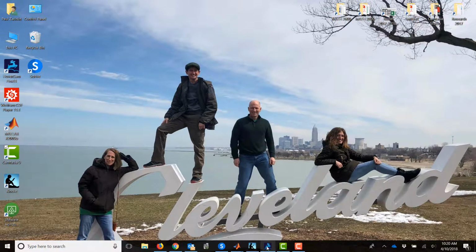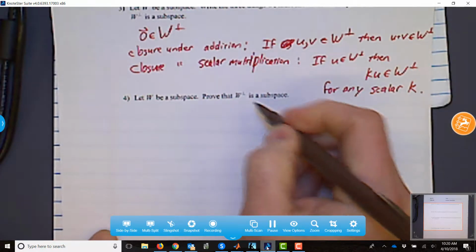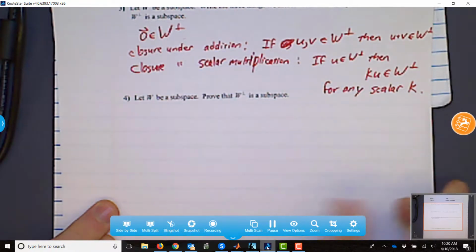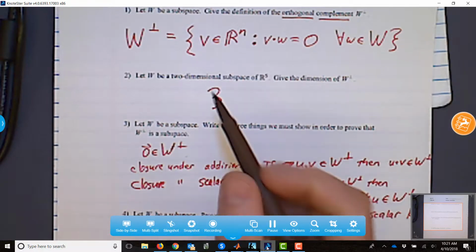So here, let me talk through the final question of this quiz. Let W be a subspace. Prove that W perp is a subspace. We have to check that 0 is in W perp. And that means, is this true?